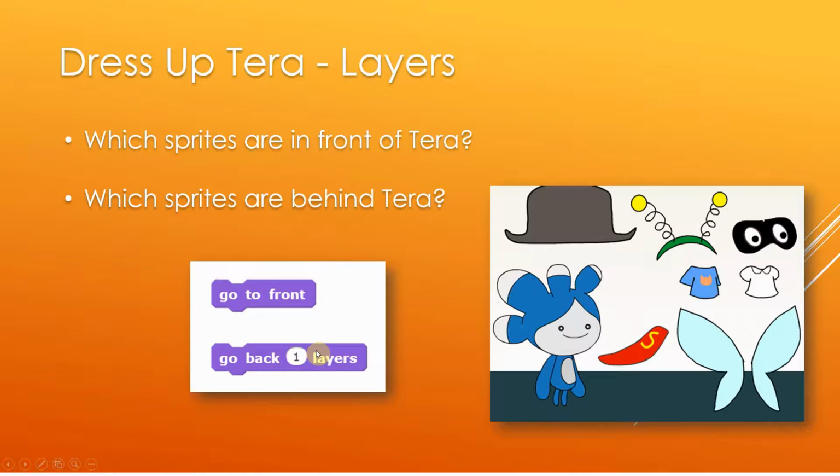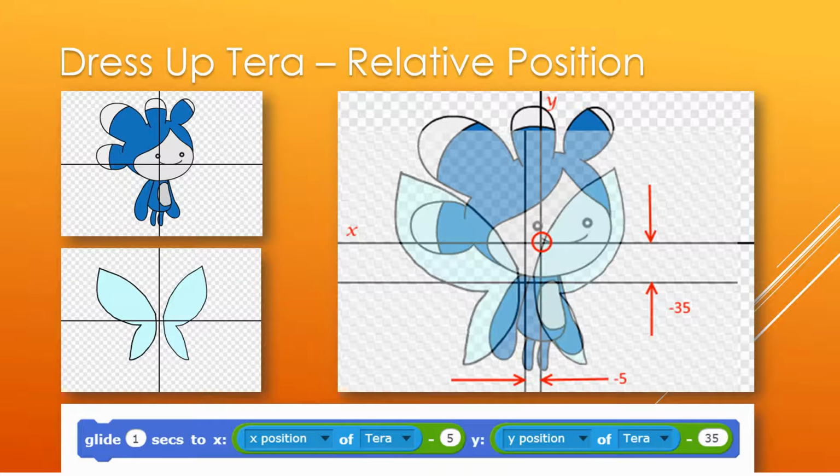Now by default the number of layers that it goes back is 1. In this case we are going to go back 5 layers, just to make sure that the wings go behind Tera. Now relative position, as I mentioned, there's the center of Tera, more or less in the middle of her face. There's the center of the wings. If we put the center of the wings in the center of Tera, then her wings would be around her head. So we don't want to do that.